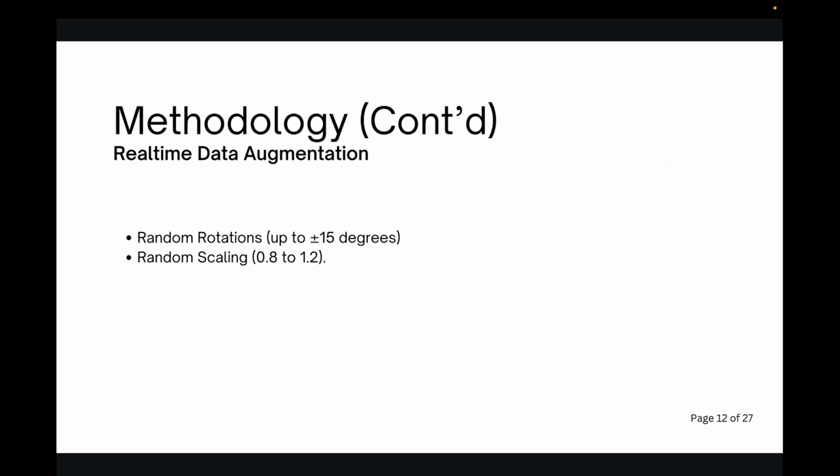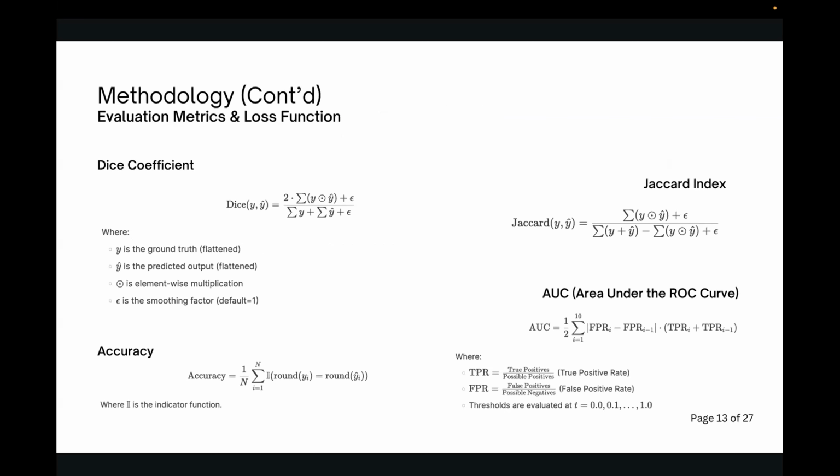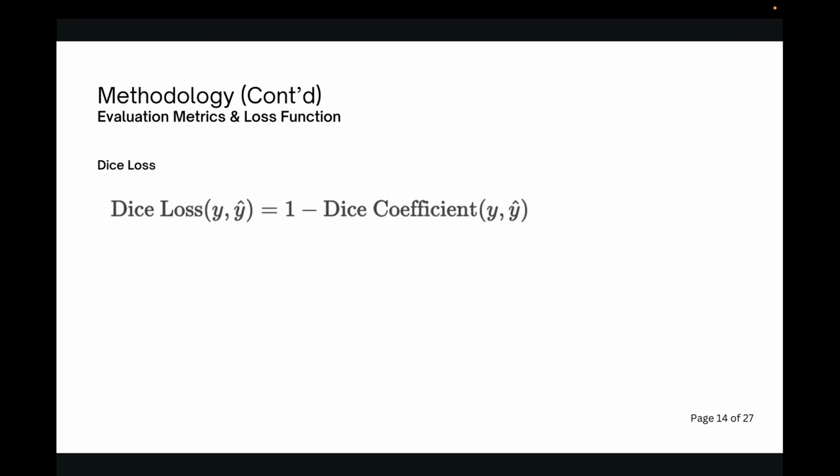For generalized training, we had to apply real-time data augmentation techniques. So we applied random rotations up to 15 degrees and random scaling from 0.8 to 1.2. These are the evaluation metrics we used to evaluate our model's performance: dice coefficient, Jaccard index, accuracy, and the AUC. Here are the equations. You may check them. We used dice loss as the loss function. We applied a 5-fold cross-validation technique with each fold having 100 epochs. Batch size was kept 16 and an 80-20 train-test split was done.